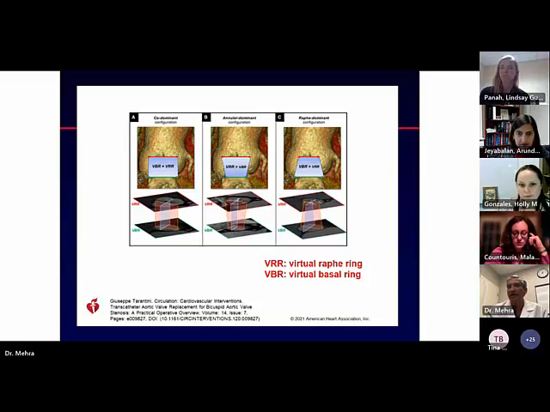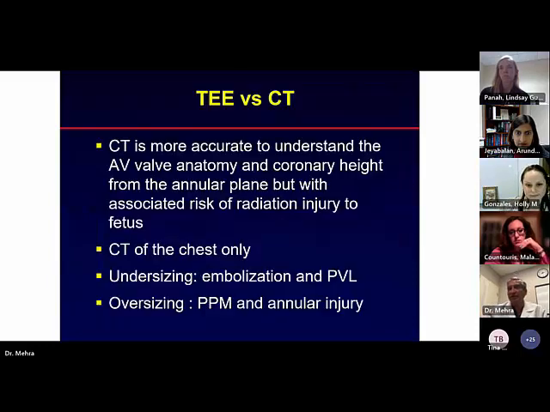If you size the valve in an annular plane, you essentially have an undersized valve. So the complexity of this anatomy is best determined by the CT, but obviously the CT is associated with the risk of radiation injury to the fetus and the mother, both. And one needs to consider, and probably in those cases, just limit the CT to the chest. Undersizing of the valve will lead to embolization or paravalvular leak.